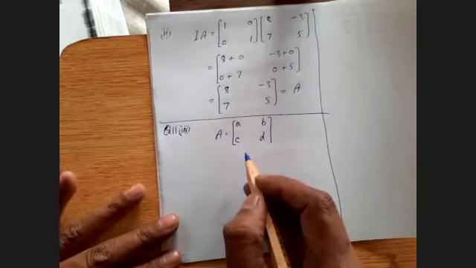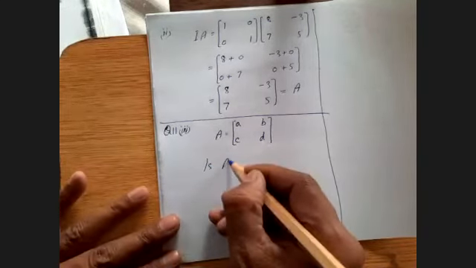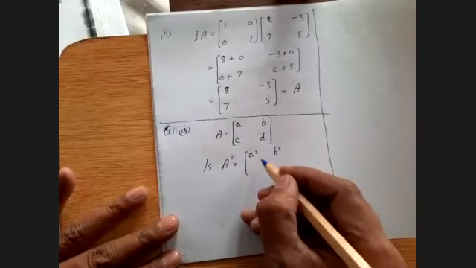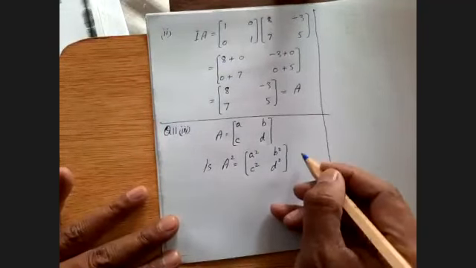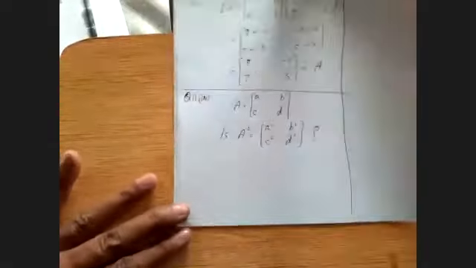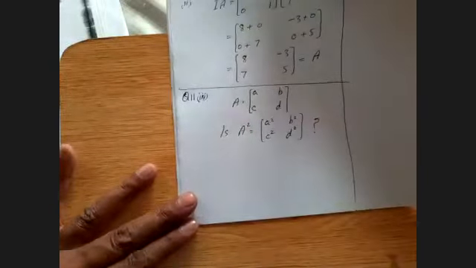Now we are going to do the next one. He is asking whether a square is equal to a square, b square, c square, d square. He is asking whether this a square is equal to this. Okay, now you will have to tell me whether this a square is equal or not.